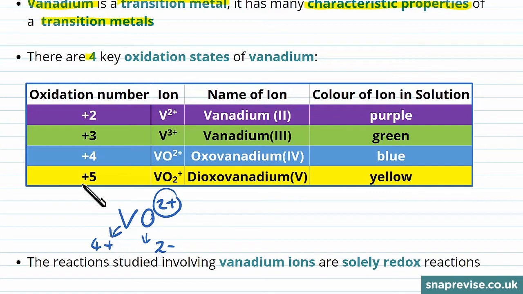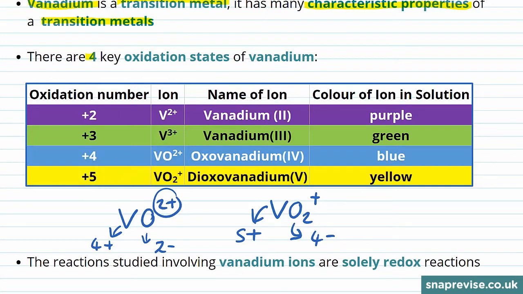The same thing applies for the vanadium 5+, where it's found in a VO2+ ion. Each of the oxygens has a 2- oxidation state, so that's 4- overall. The vanadium is 5+, and that leaves us with our 1+. These two ions are blue and yellow in solution respectively.